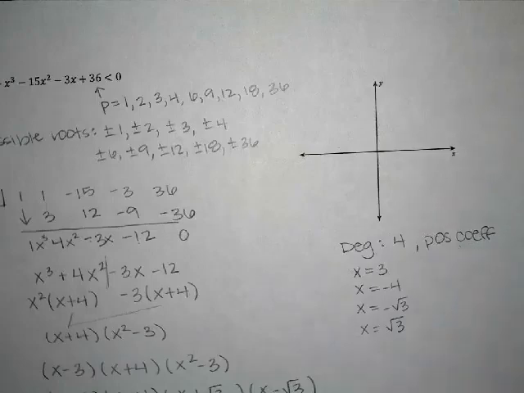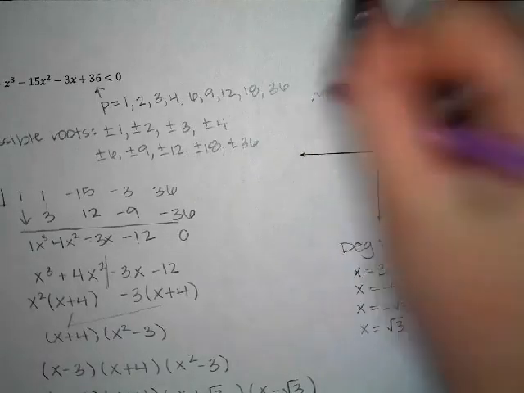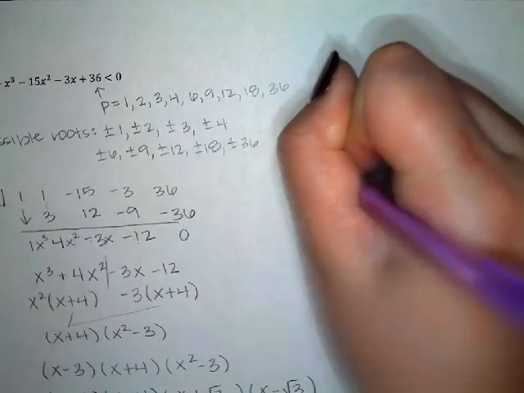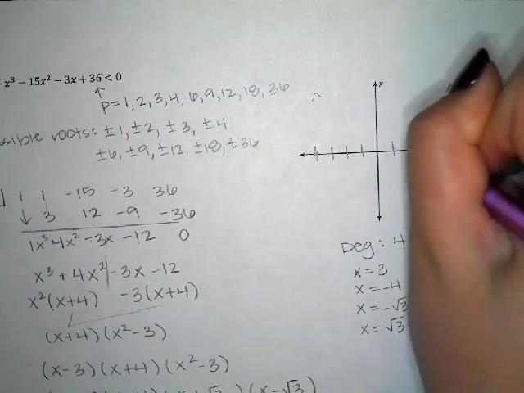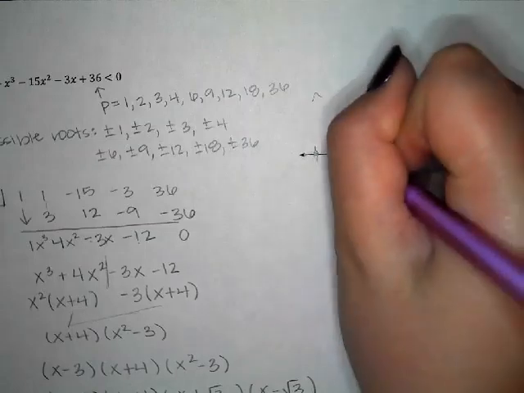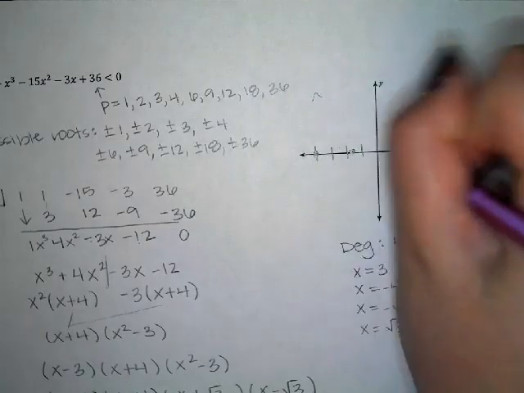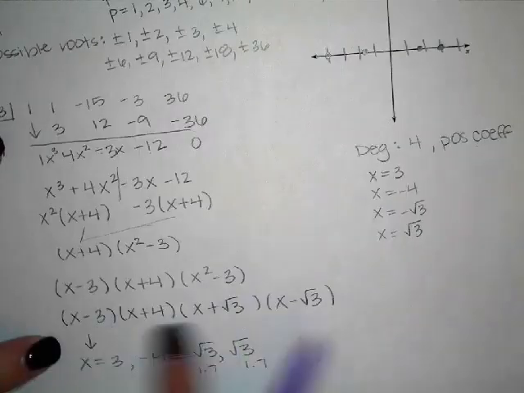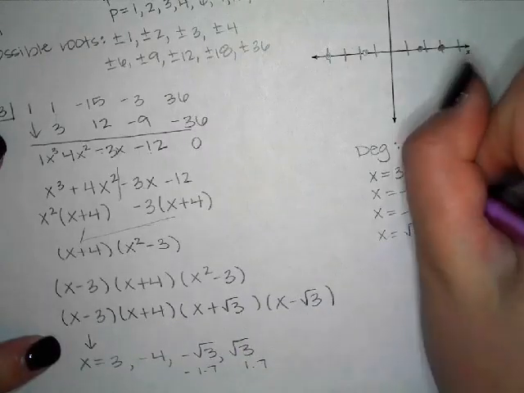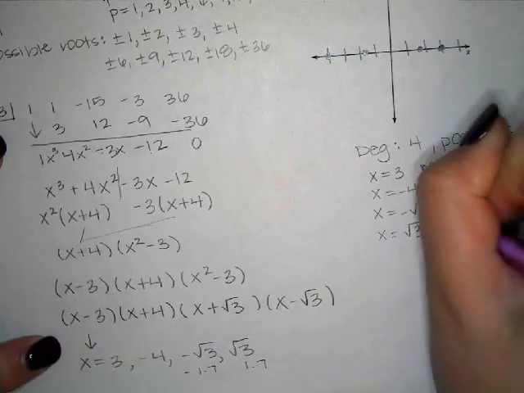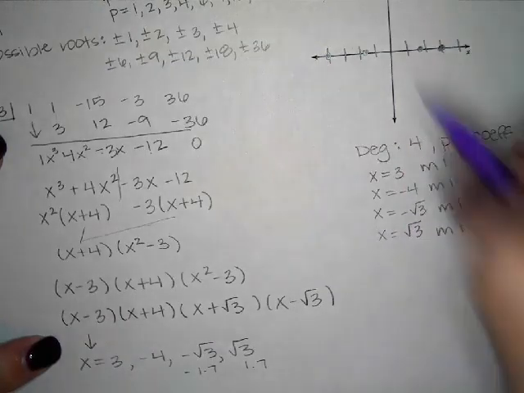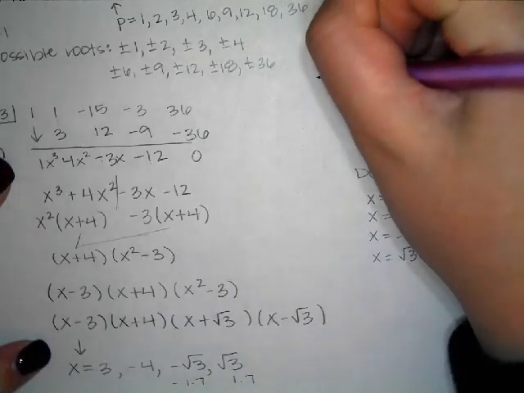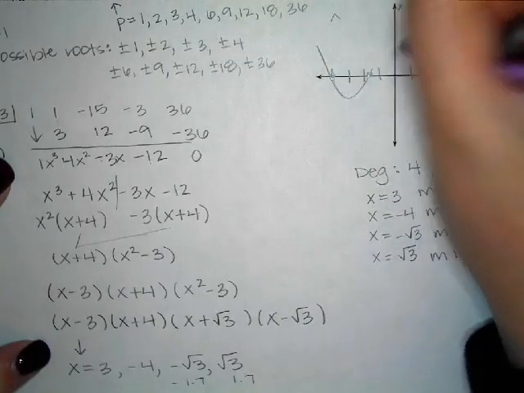Then we've got 1, 2, 3, 4, -4, 1, 2, 3, 4, positive 3, -1.7, positive 1.7. And then all of these parentheses are a multiplicity of 1. And these graphs are very easy to draw because you just go straight through, straight through, straight through, straight through. So we're going to start from up, and we're going to go straight through, and then straight through, and then straight through, straight through. There we go.